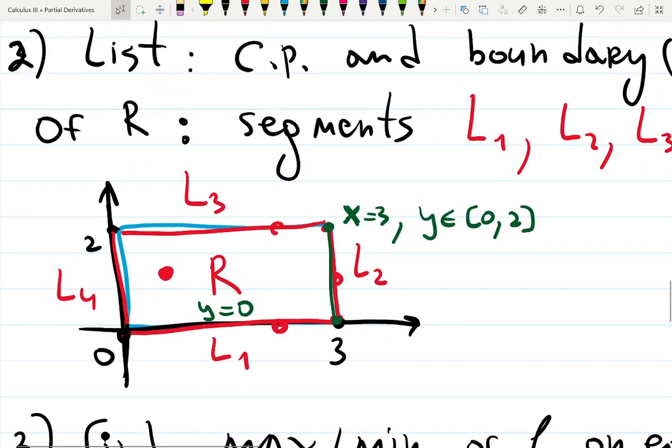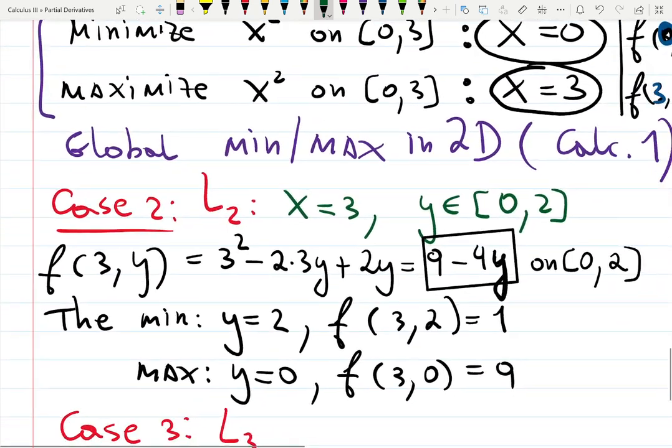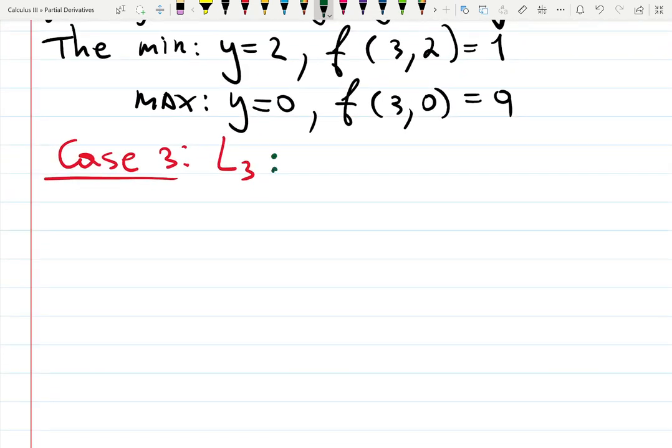How would you describe L3 to a blind person? L3 is the hardest one, I would say. But maybe not. What do you think? Y equals 2. Y equals 2. Wow, you guys are smart. And then x? From 0 to 3. Good job. Y equals 2 and then x from 0 to 3. So the height is fixed at 2, but x keeps running from 0 to 3, and that exactly describes a segment.